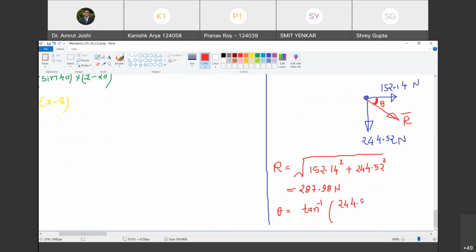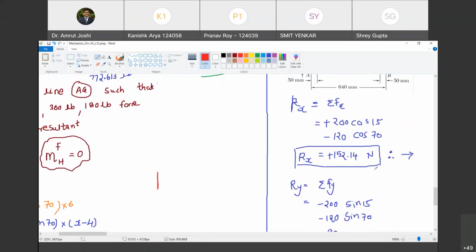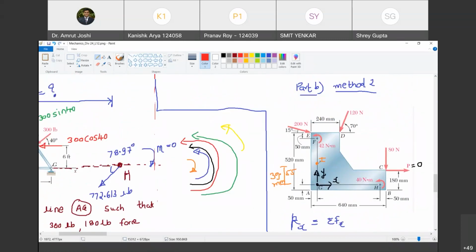So it is 244.52 divided by 152.14. Can you tell me how much it is? 58.11. Pardon? 58.11, sir. 58.11 degree. Happy? Yes, sir. Okay. Let me draw that resultant here at I. Are you with me? Yes, sir.